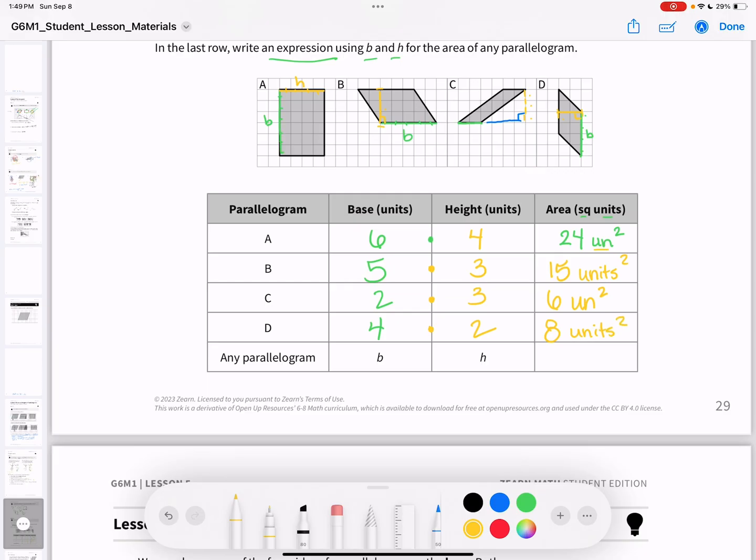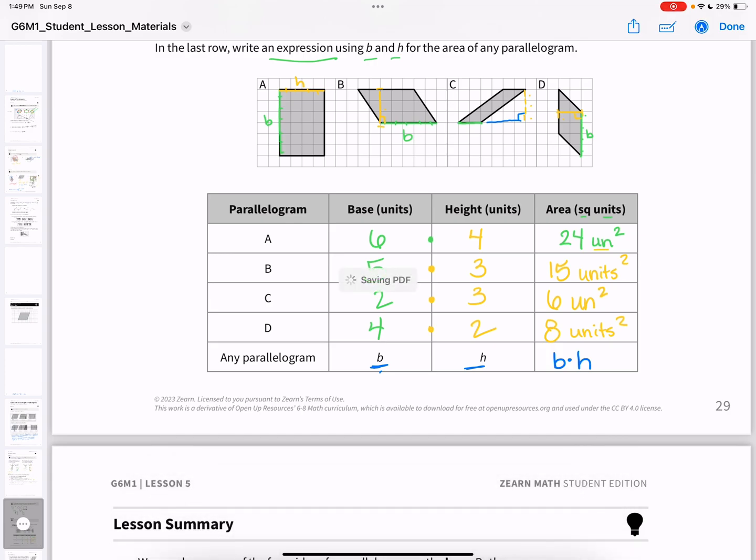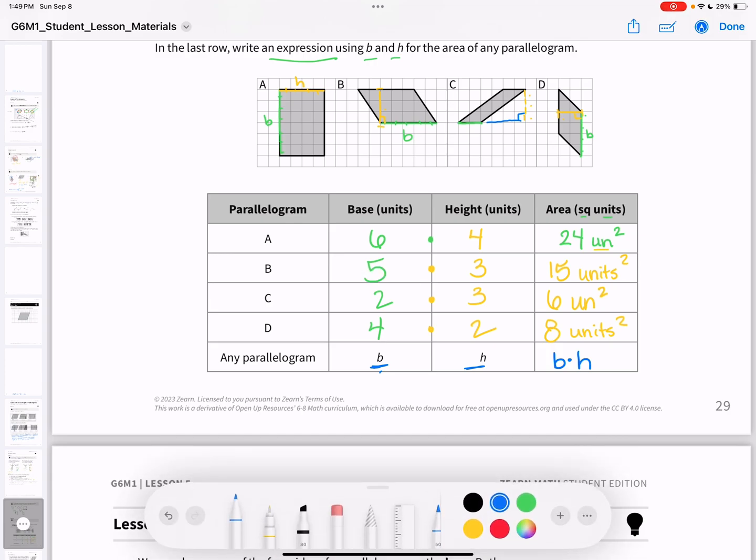So to find the area of any parallelogram, I'm going to write an expression for that, which would be my base times my height. And that is an expression because it doesn't have an equal sign, which is okay because it's just telling us what we should do to then find what it equals.